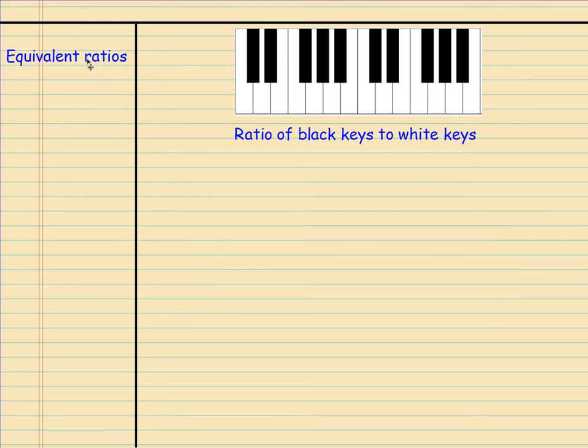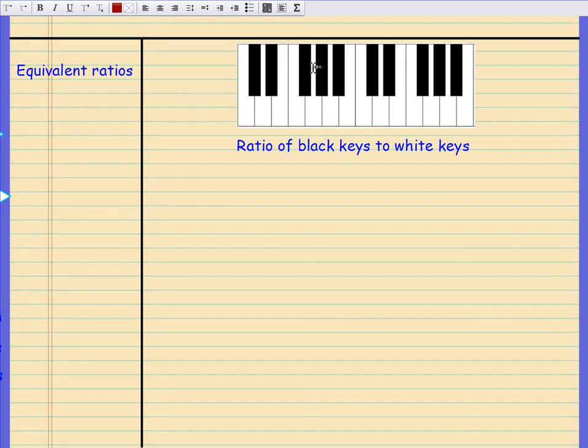Okay, let's look at equivalent ratios. Now again, equivalent is another word for equal. So ratios that are equal. And here we have part of a piano. And let's look at the ratio of black keys to white keys. Let's count up the black keys. 1, 2, 3, 4, 5, 6, 7, 8, 9, 10. There's 10 black keys.